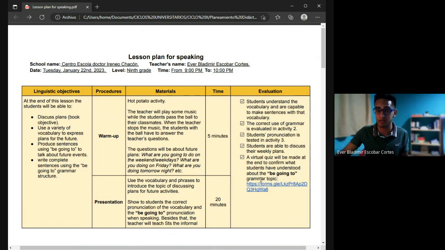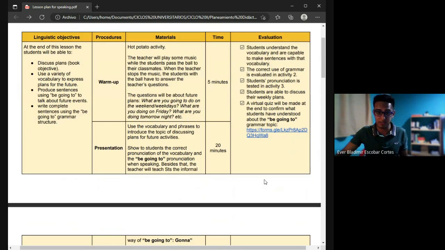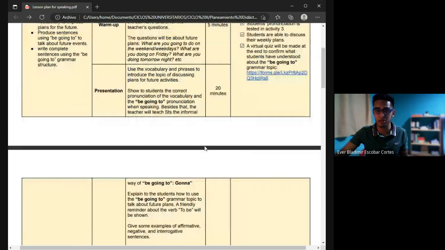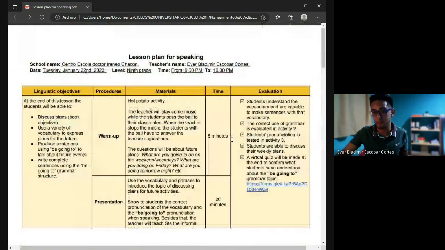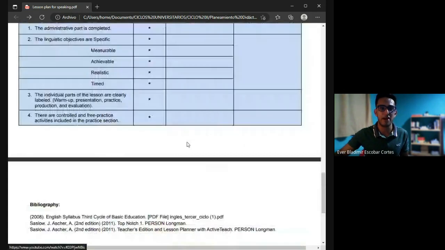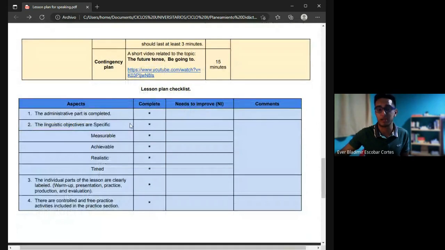So here it is, the virtual quiz. So you can see it if you want right there. There's a quiz for students, and in this case, they can do it at the end of the class. And if there is no time, well, it's going to be homework, right? It is just 10 questions and it is just about selecting. I mean, it is a multiple choice activity, right? So, and finally, here is the checklist, and I think everything is completed.